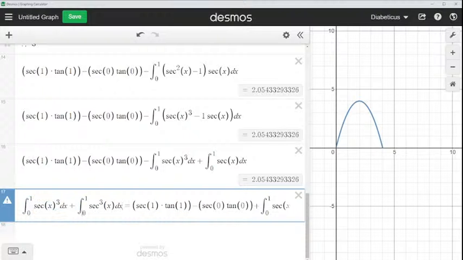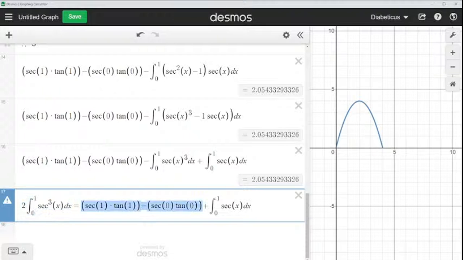These are two of the same guy, so combined like terms, it's just 2. And here we go. Look, we have 2 integral of secant cubed x dx equals this sum number plus the integral of secant x. Now, the question is, can we solve this? Well, it turns out we have an integral for secant, and we have a number, and we have a 2. We could just put this 2 and halve all of these.